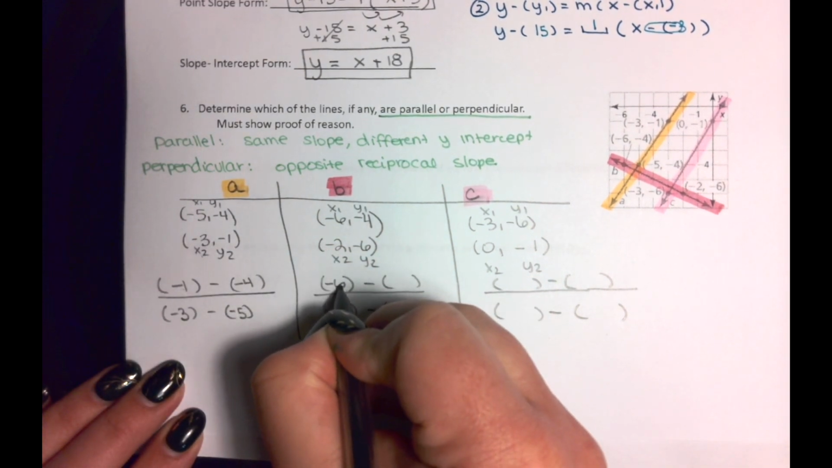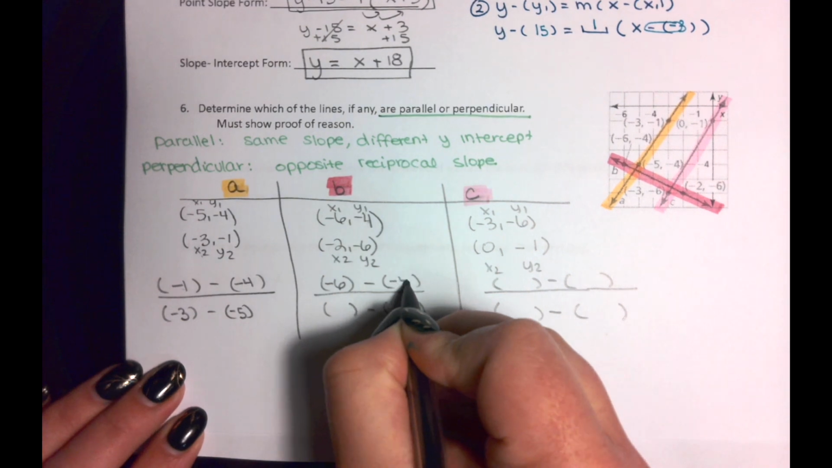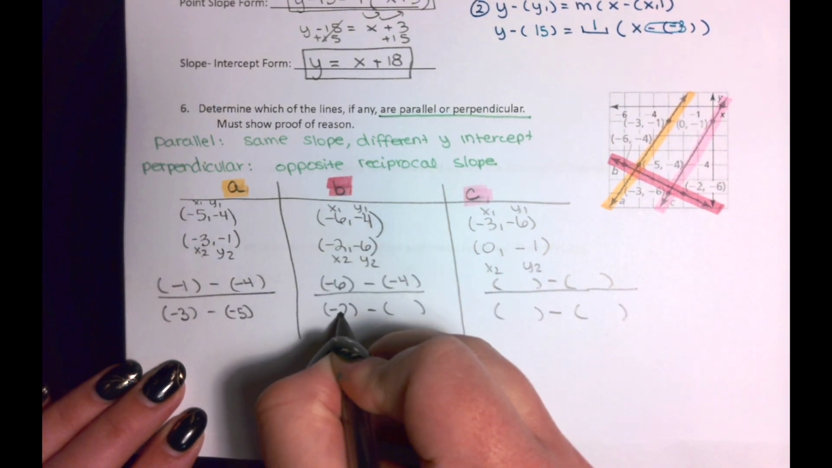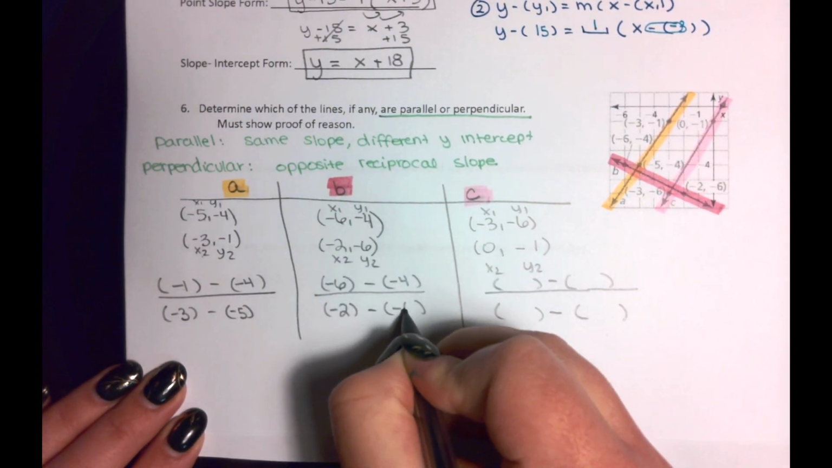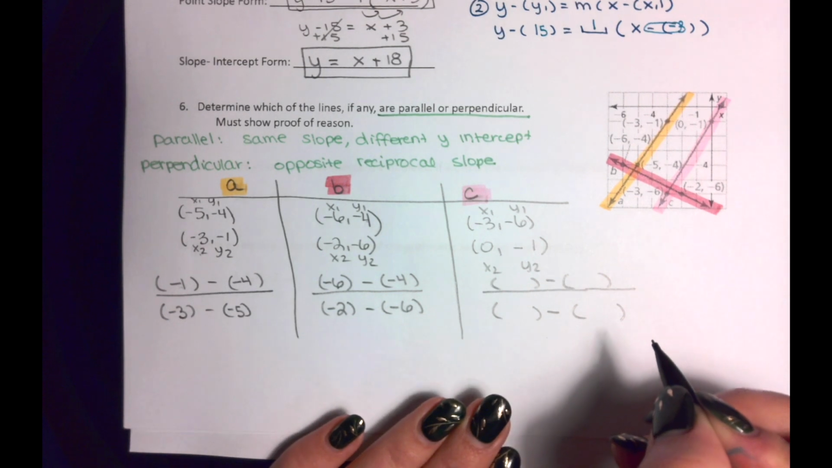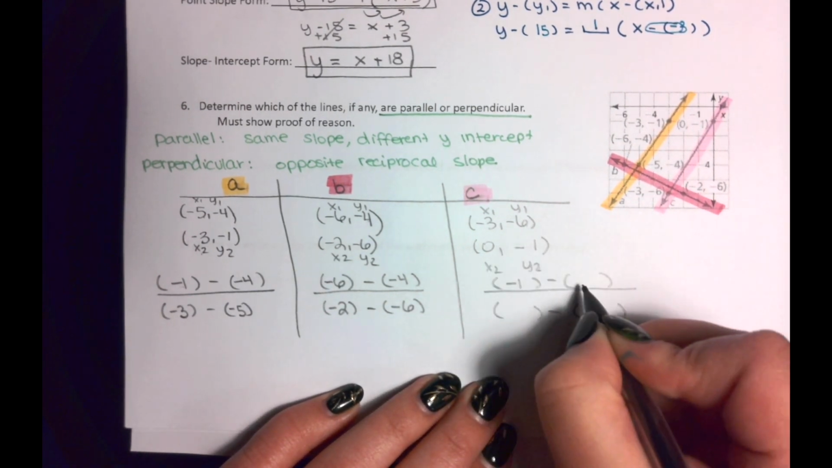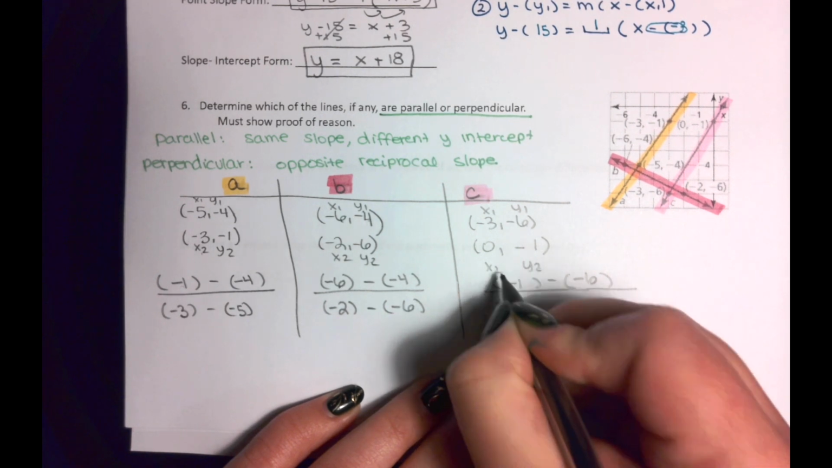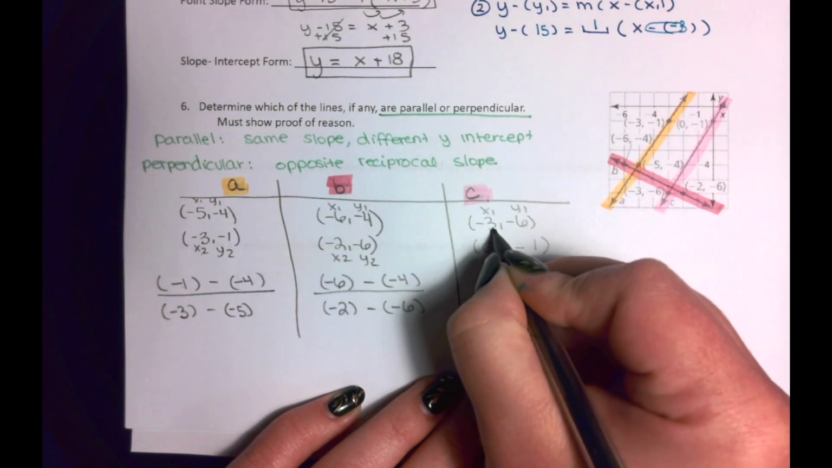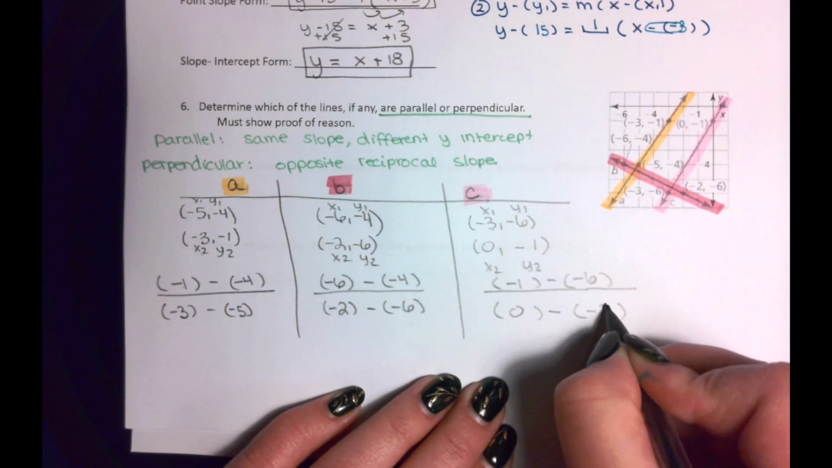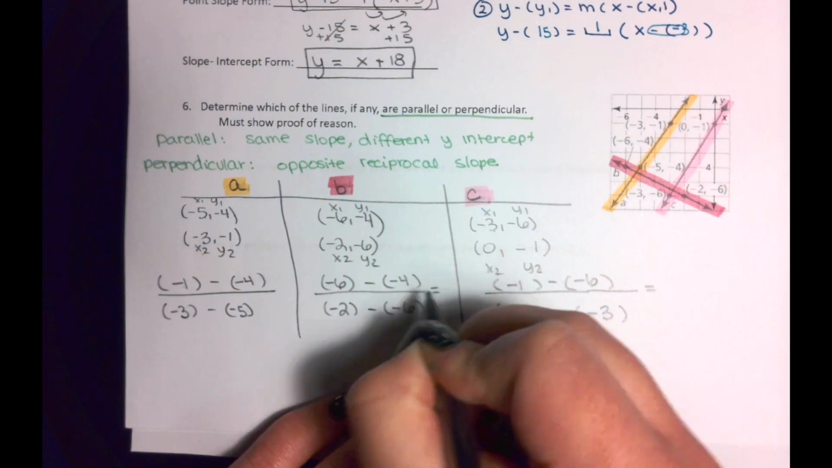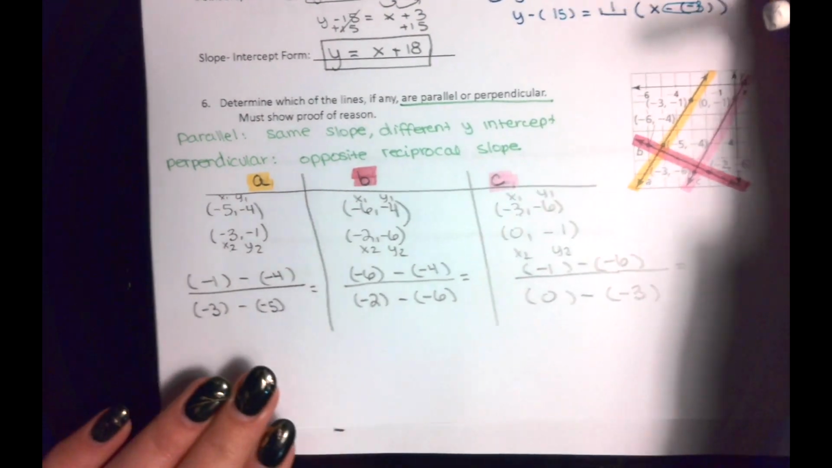y2 is negative 6. y1 is negative 4. x2 is negative 2. x1 is negative 6. y2 is negative 1. y1 is negative 6. x2 is 0. And x1 is negative 3. Again, using a calculator if you need to.